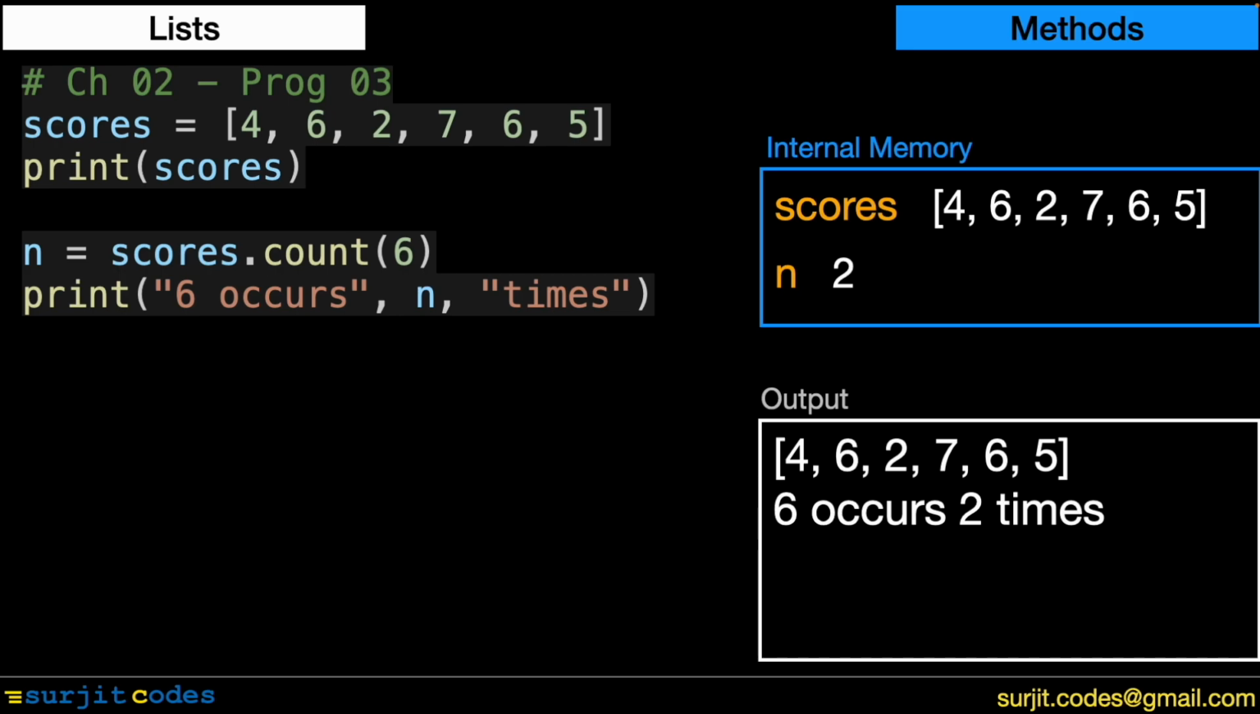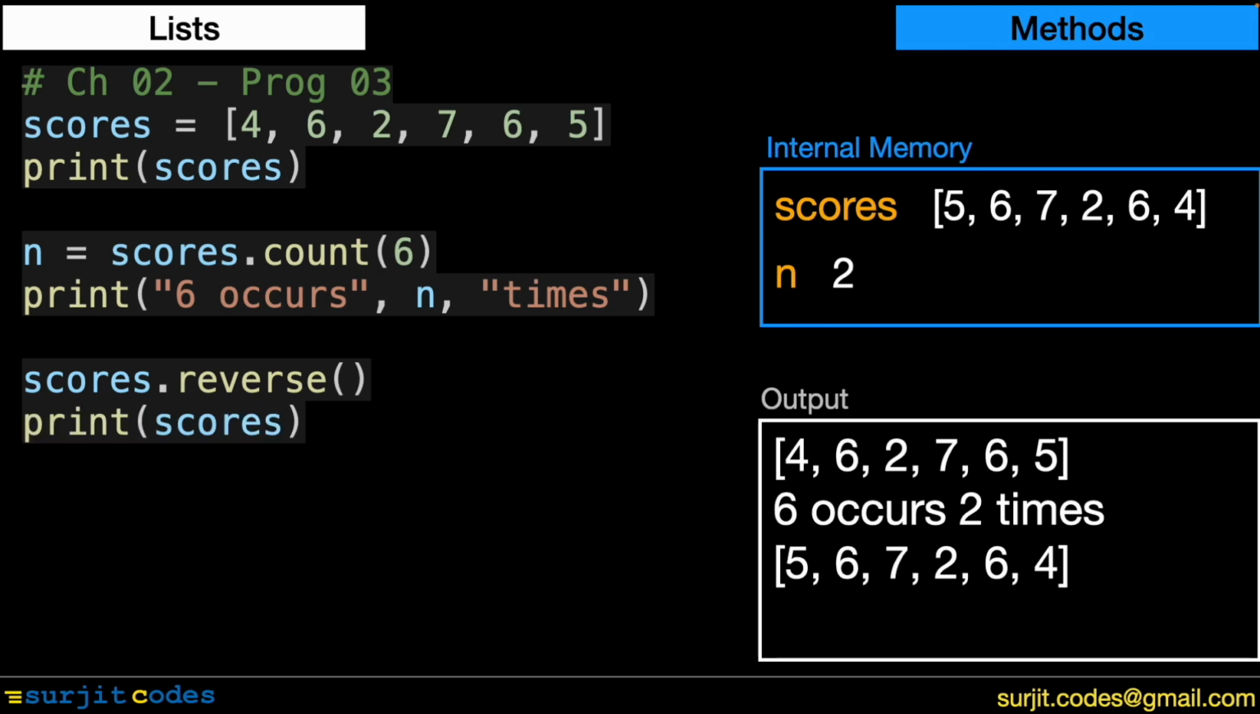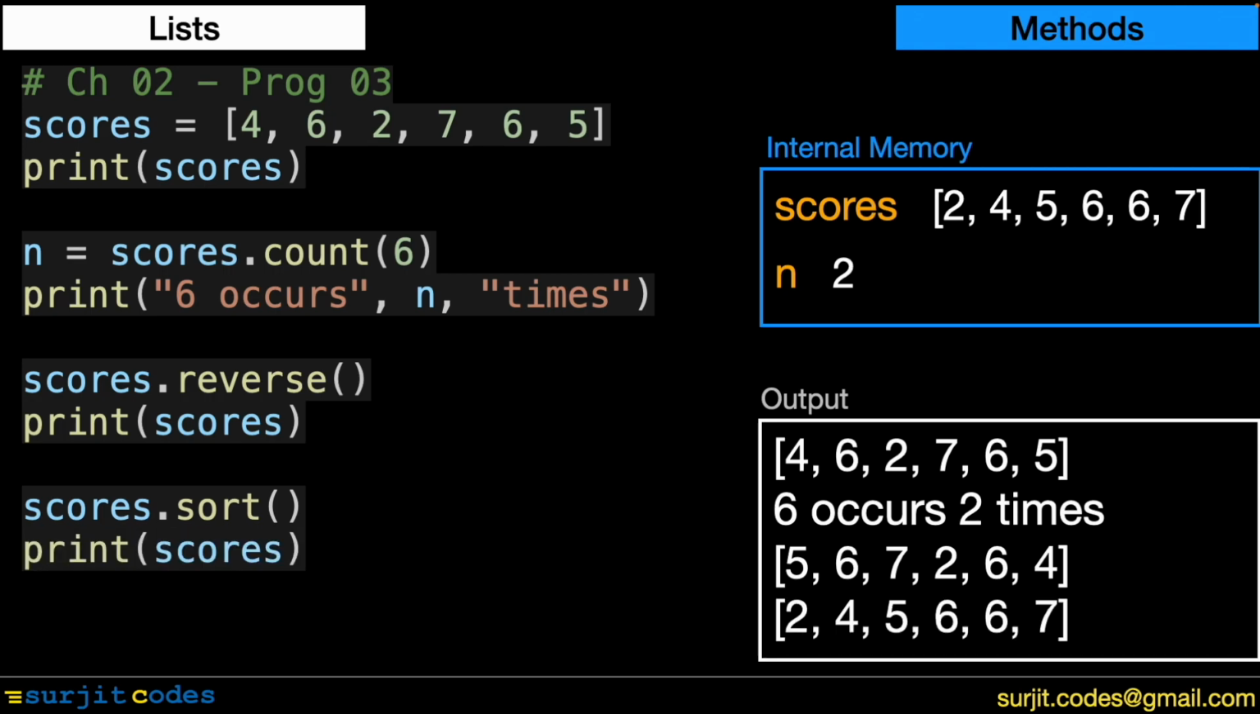Change of list items and their order is allowed as list is a mutable data type. Reverse method is used to reverse the order of the elements of the list. Let us print it again. Sort method rearranges the items of the list in the ascending order. We print this also.